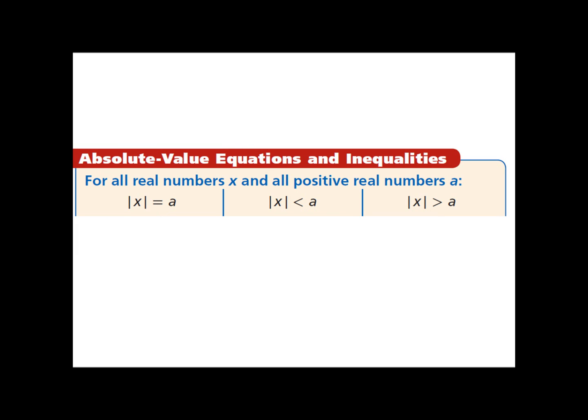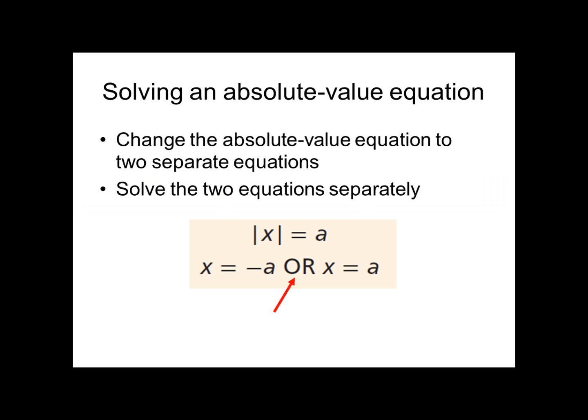We can have equations with absolute values. We can have inequalities with absolute values. We'll talk about how to solve these. Solving an absolute value equation requires us to remove the absolute value from the variable and write two separate equations that have the word or in between. So the absolute value of x equal to a has to be rewritten as x equals -a or x equals a. Make sure you're writing that word or. It's very, very important.